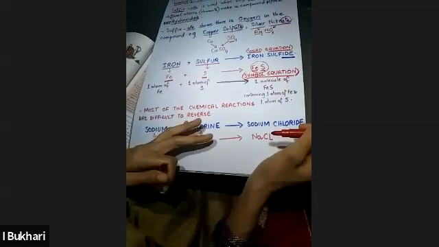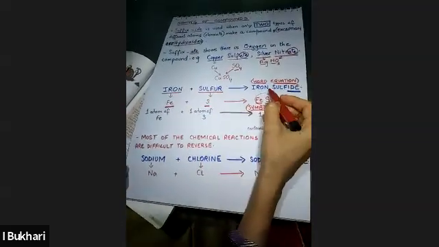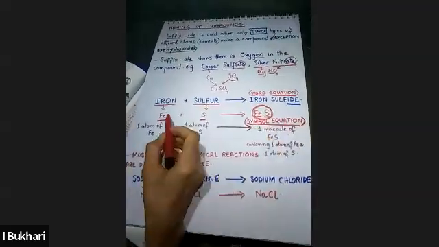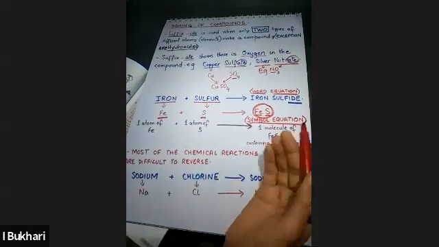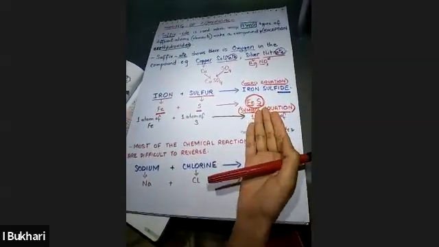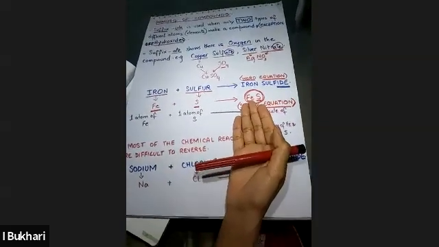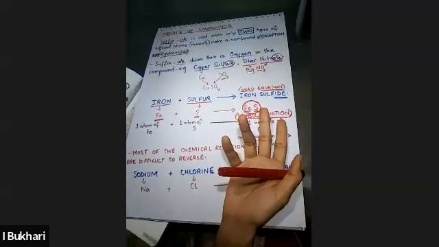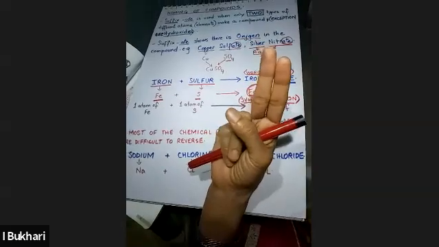Now most of the chemical reactions, not all, but most, are difficult to reverse. Meaning once you have iron sulfide made, you cannot get the iron and sulfur back. You know how easily you could get the iron back from the mixture by just using a magnet, right? But once the reaction has completed and you have iron sulfide, can you get sulfur or iron back from it? No, because now they are together one substance.